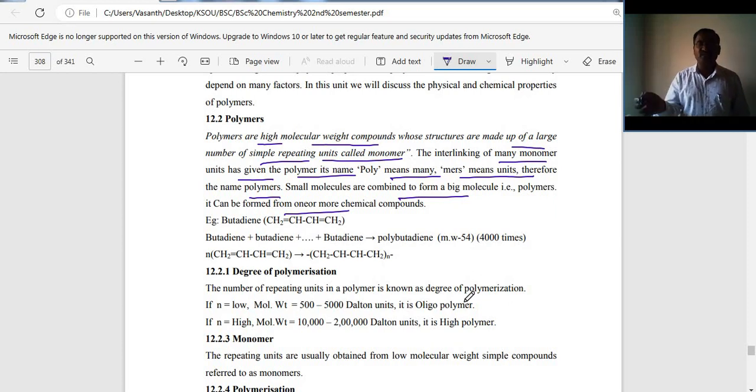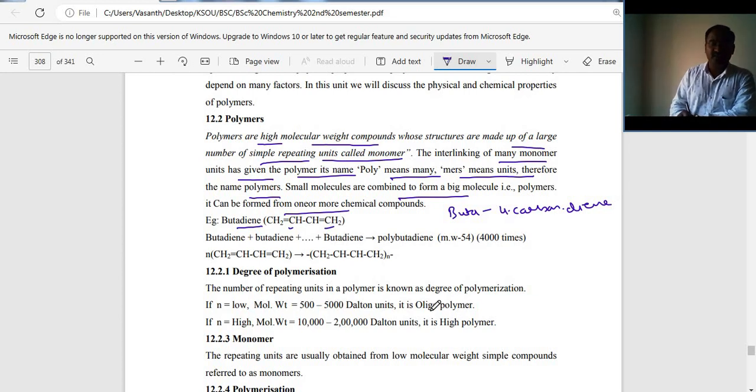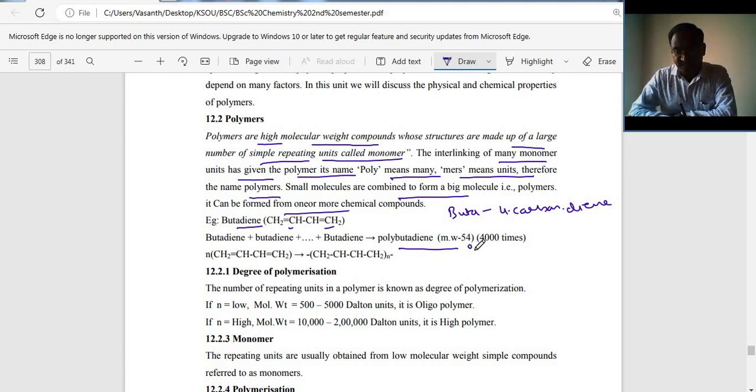We consider so many examples here. Butadiene molecule. Buta means 4 carbon atoms. Diene means a double bond is there. Hence that is called diene molecule. The combination of butadiene, butadiene, butadiene, what are we getting? Polybutadiene. Generally, the molecular weight of butadiene is 54. If it is repeated 4000 times, what are we getting? More than 10,000 units, that is called what? Polymers.